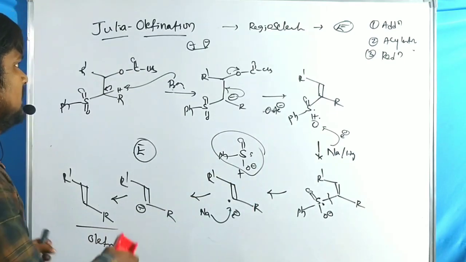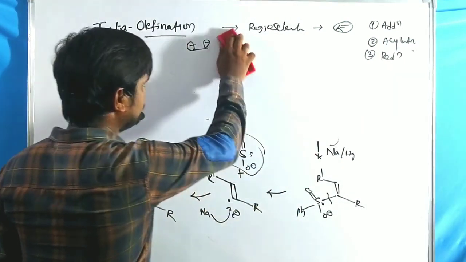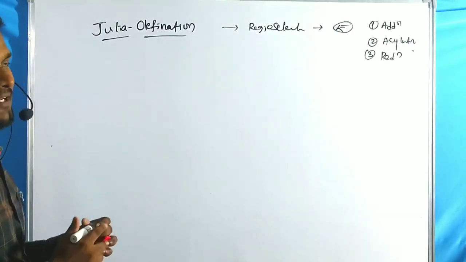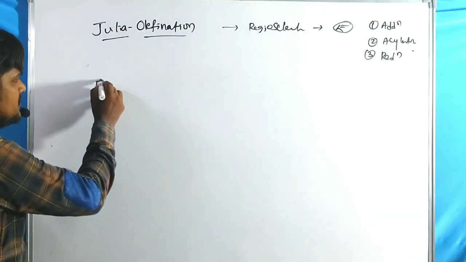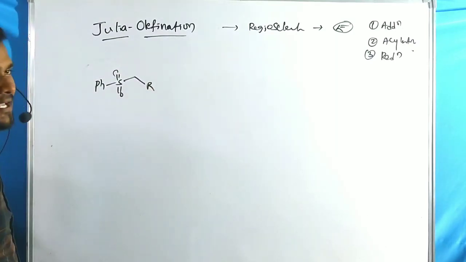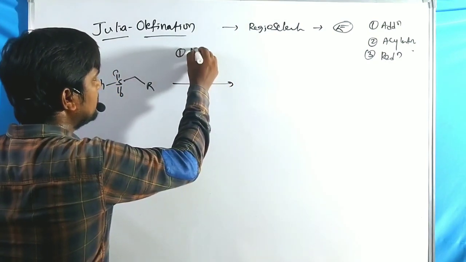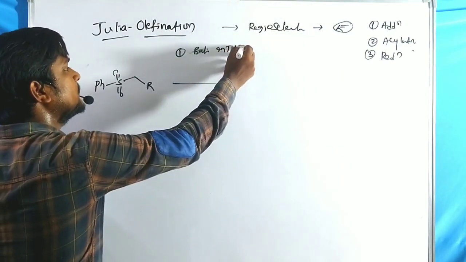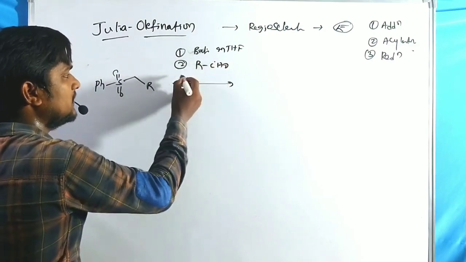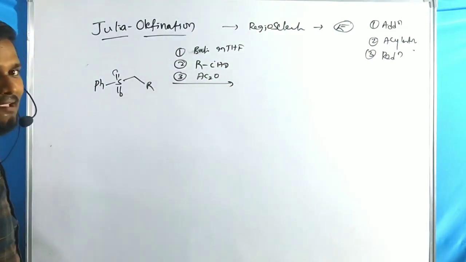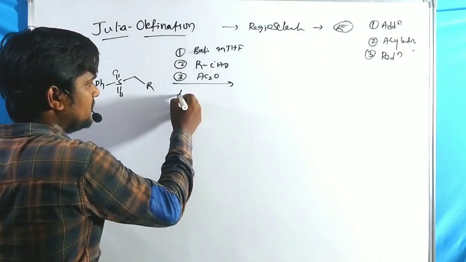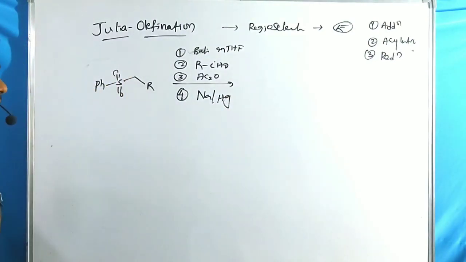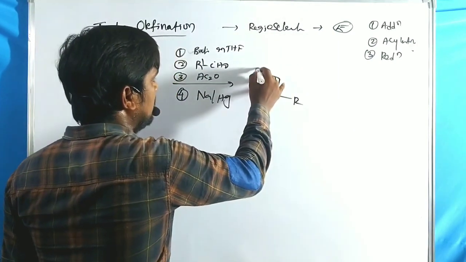Before going to the modification of the Julia olefination, we'll go through some examples, simple representations of the Julia reaction. Now here, the general representation: aryl sulfones. The first step is a base, butyl lithium or ethyl magnesium bromide, whatever it may be, a base in THF. The second step, an aldehyde, any aldehyde. The third step is protection with acetic anhydride or acyl halides. The fourth step is a reduction, sodium in mercury. What will happen? With sodium in mercury, we will get R and R dash as the anti product.